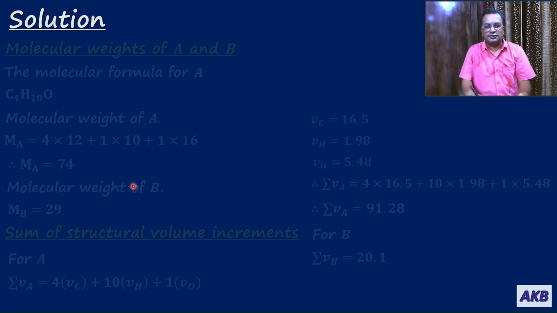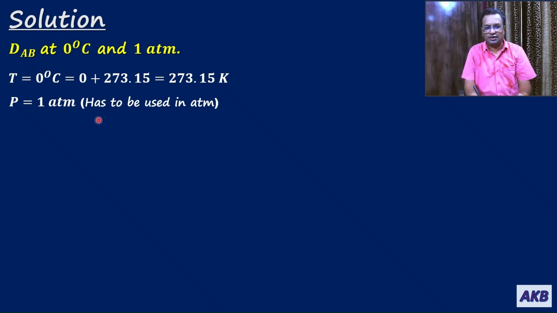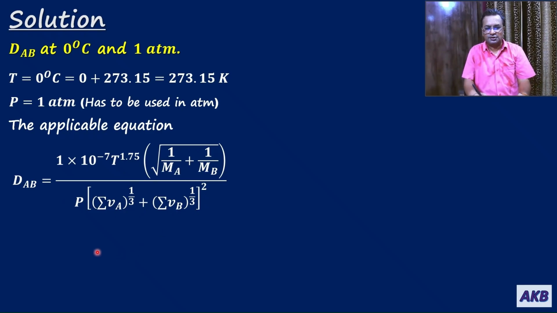Let us move ahead. First, let us find out DAB at 0 degrees Celsius and 1 atmosphere. So T is 0 degrees Celsius, that is 0 plus 273.15, which is 273.15 Kelvin. Then pressure is 1 atmosphere and we have to use it in atmosphere. The applicable equation proposed by Fuller et al. is DAB is equal to 1 into 10 to the power minus 7 T raised to 1.75 into under root of 1 upon Ma plus 1 upon Mb divided by P into the square of the sum of summation of Va raised to 1 by 3 plus summation of Vb raised to 1 by 3. So Ma is 74, we have found out.